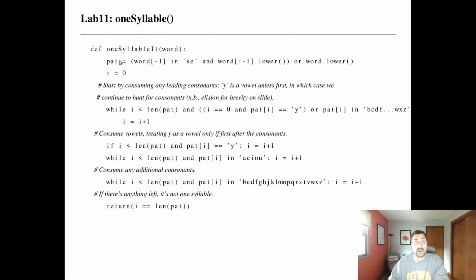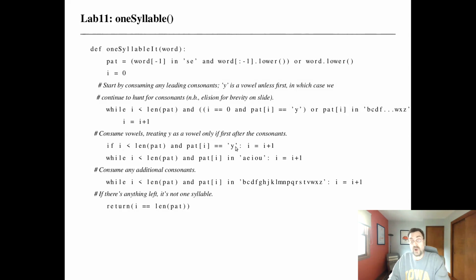First, we collected the pattern, which depended on whether it had a silent S or E at the end or not. It would give me either the lowercase version of the word minus the silent S or E, or the lowercase version of the word. And then I set a counter I, which I would just advance through the word, first consuming all the consonants, including any leading Y, which is treated as a consonant, or any other consonant excluding Y, which is otherwise treated as a vowel. I would step through it and increment I.